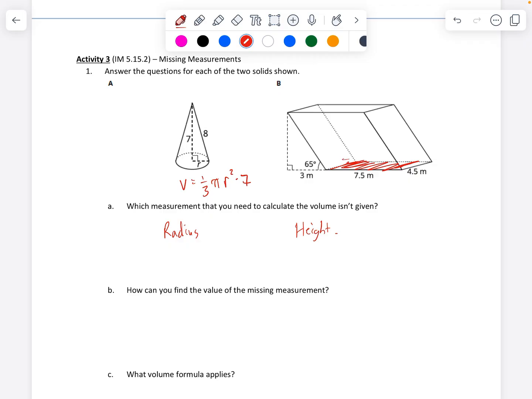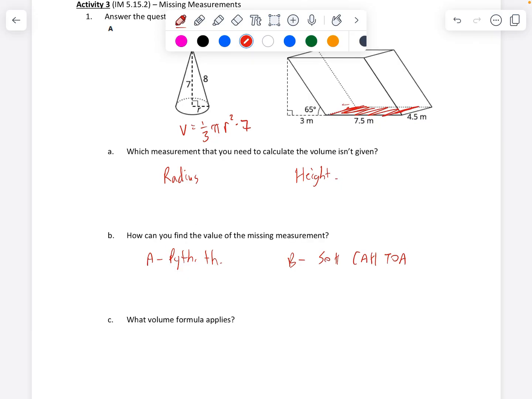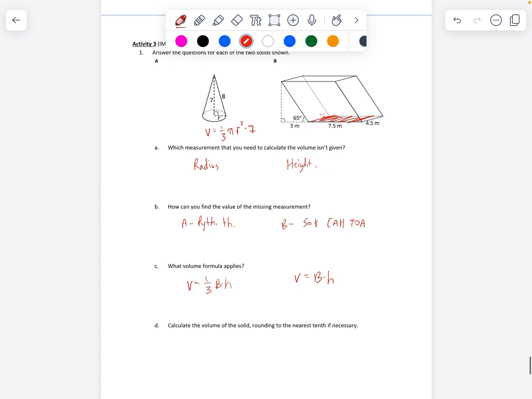So for the second one, how can you find the value of the missing measurement? For A, you can use Pythagorean theorem. For B, you can use SOHCAHTOA to find the height. What volume formula applies? So for the cone, volume is 1/3 area of base times height. For the prism, it's area of base times height. Calculate the volume of the solid.